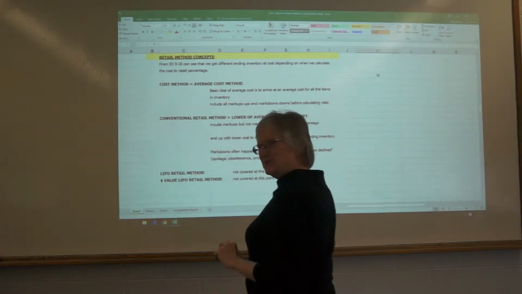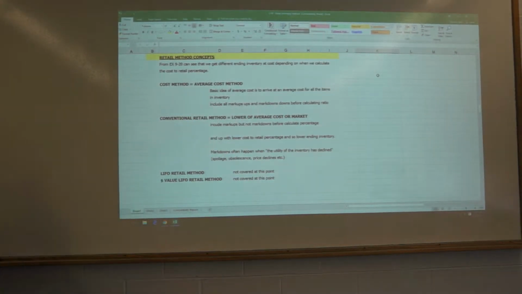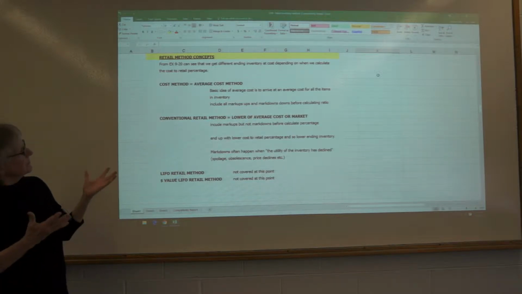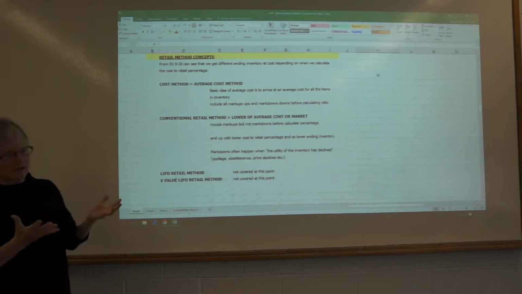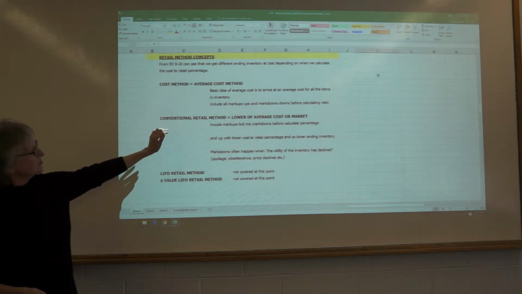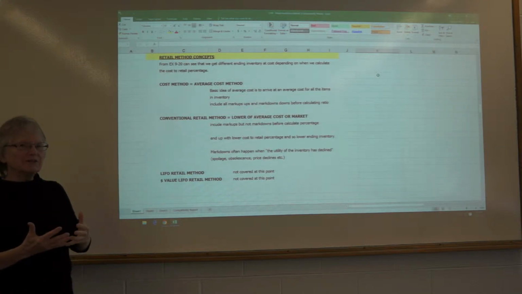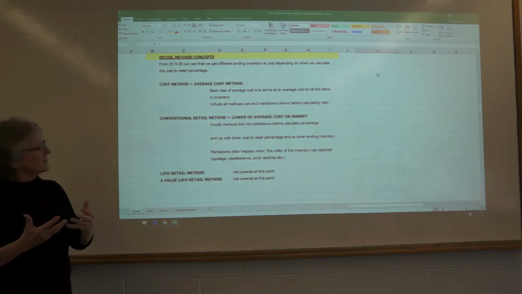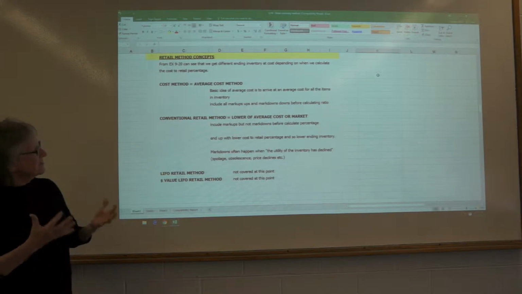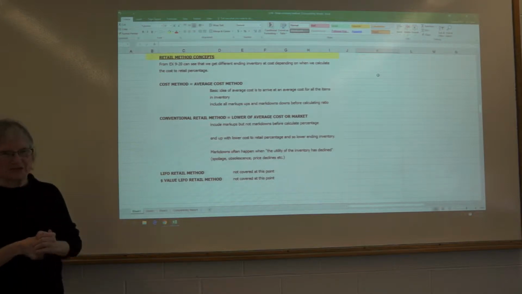So now to some complications of the retail method. You get your cost method, which is average cost, and we can use the retail method to approximate average cost. We can also use what's called the conventional retail method, which is going to approximate your lower of cost or market. And how we arrive at these is when we add in or don't add in the markups and markdowns that make the difference in how this all works.